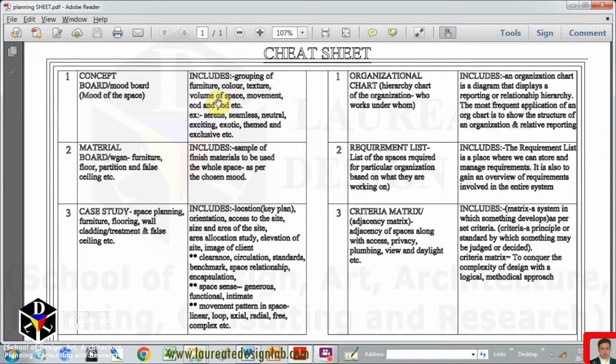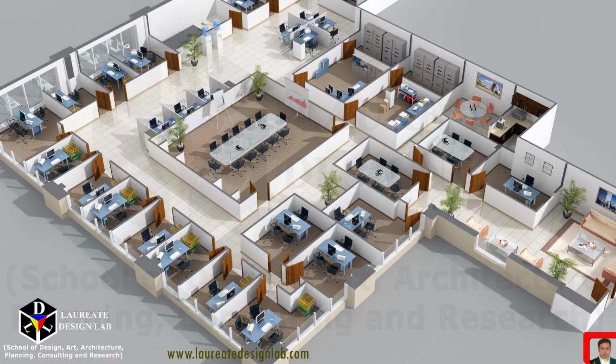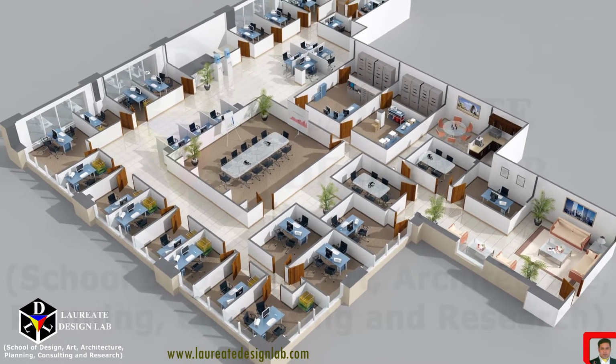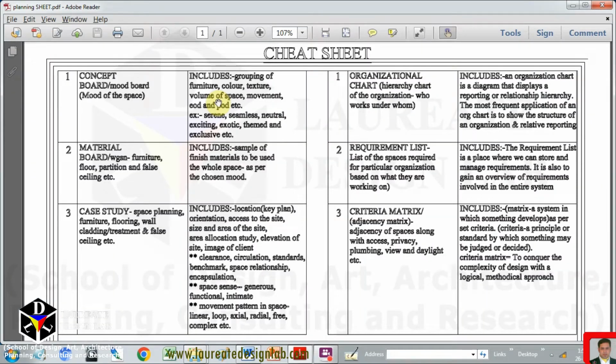So it is all about balancing the positive space occupied by the furniture and negative space which is not occupied, which can be used for movement, circulation. That can be used as clearance. So this is all about volume of space. So you'll have to decide volume of the space.